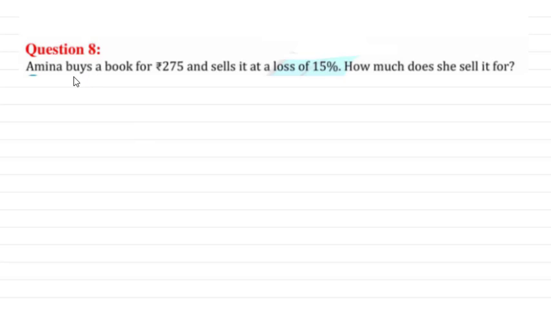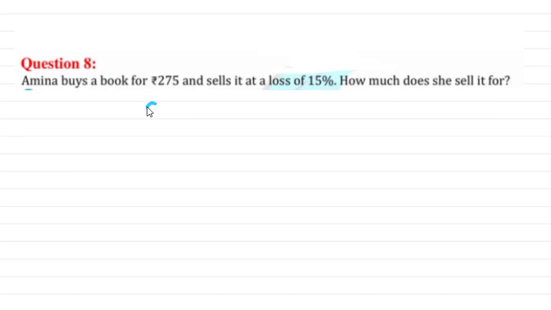So here is question number 8 from exercise 8.3. Amina buys a book for rupees 275 and sells it at a loss of 15%. How much does she sell it for? That means you have to find out the selling price.